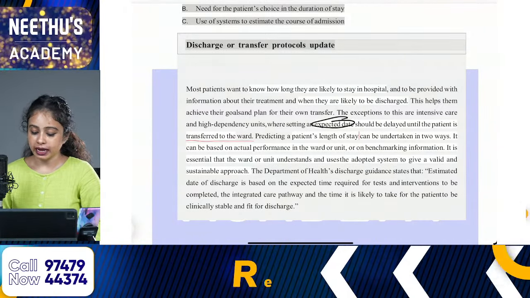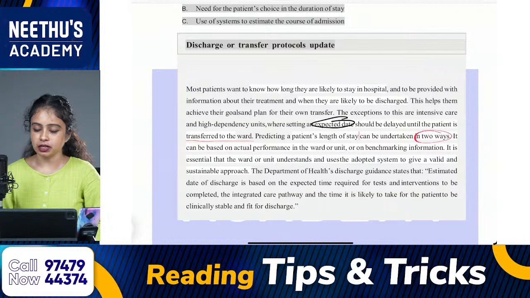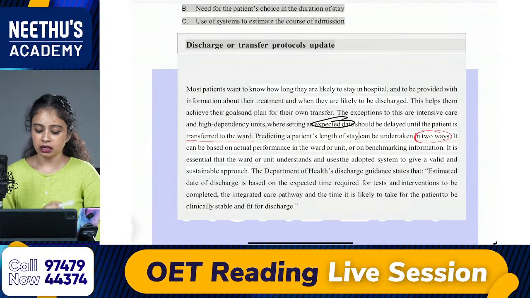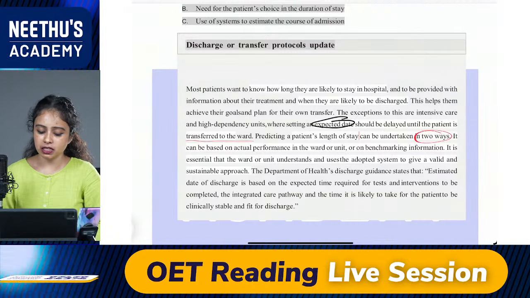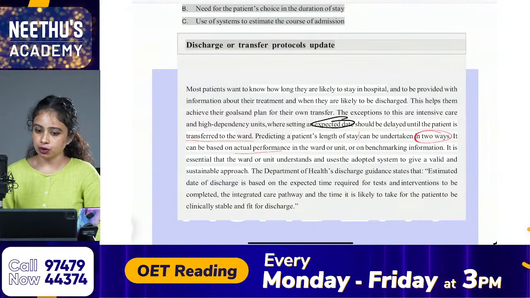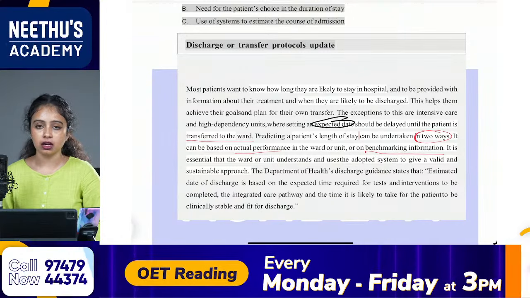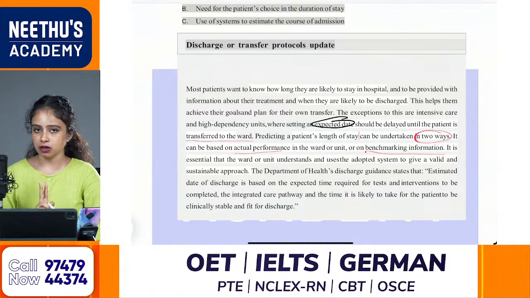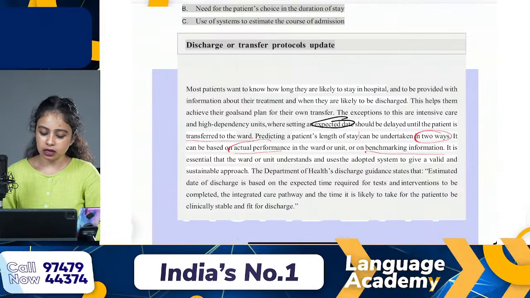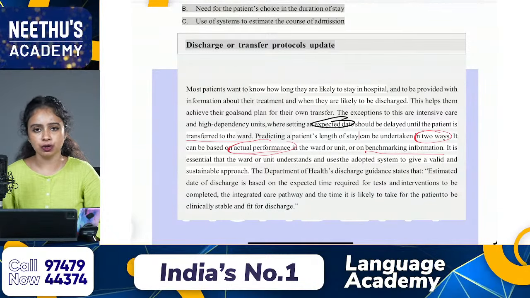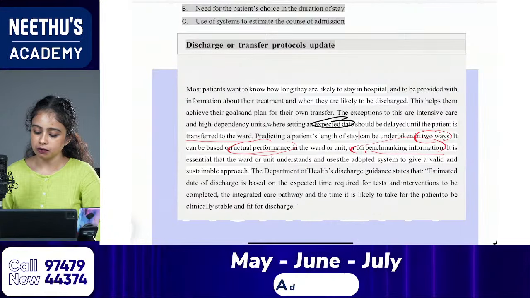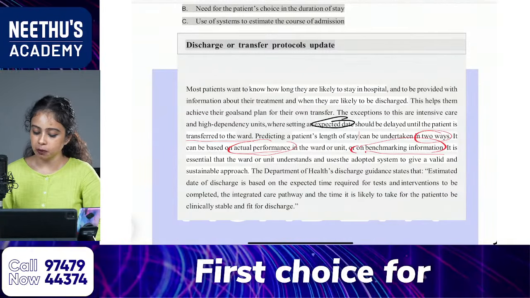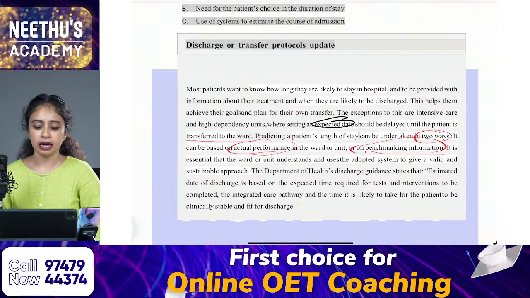Predicting a patient's length of stay can be undertaken in two ways. So what are the two ways? You can predict the length of stay of the patient. It's not decided by the patient, it is by the staff. It can be based on actual performance in the ward or unit, or on benchmarking information. It is essential that the ward or unit understands and uses the adopted system to give a valid and sustainable approach.